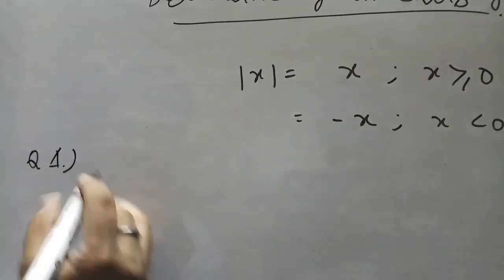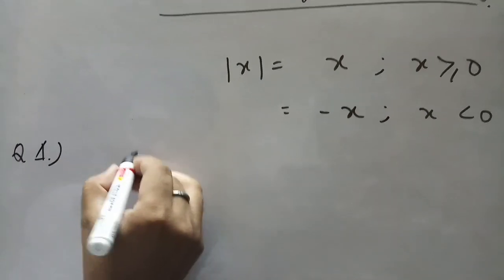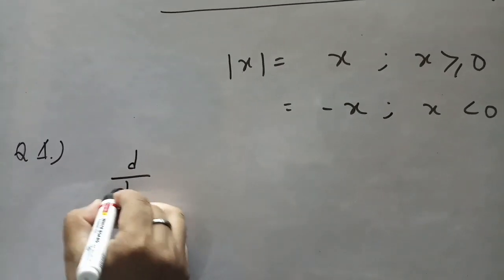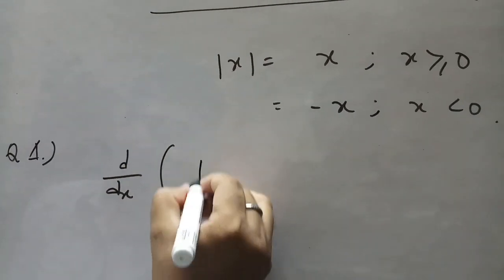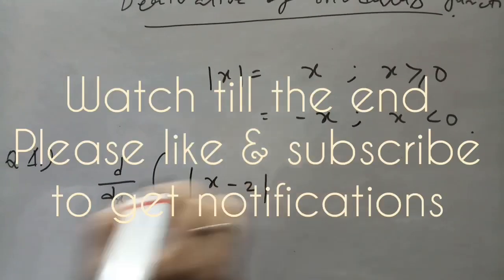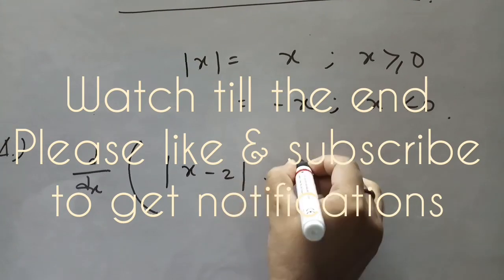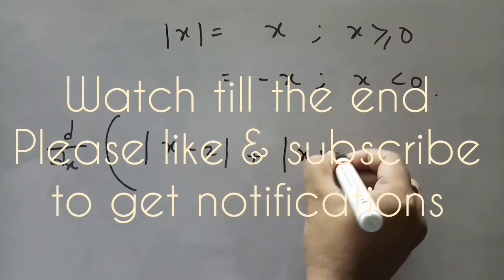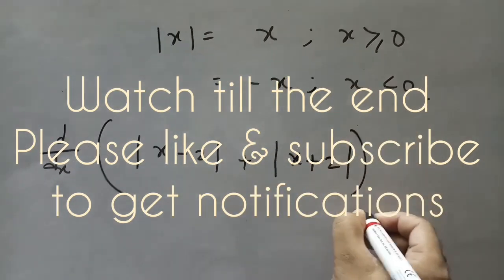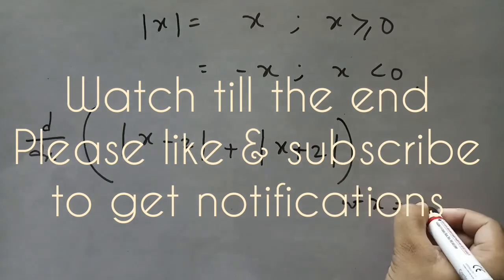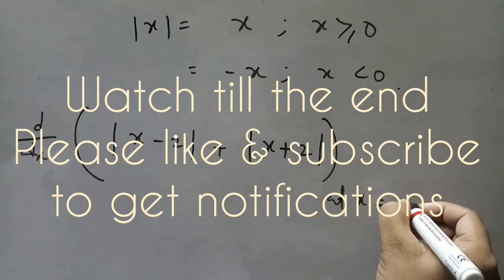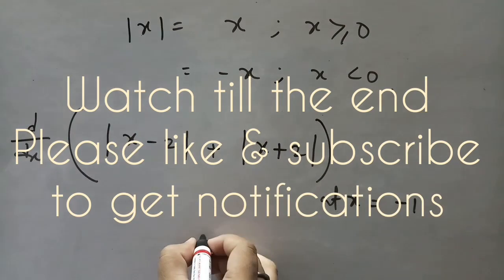Question number 1. The derivative d/dx of mod of x minus 2 plus mod of x plus 2, at the point x equal to minus 1, what will it be?